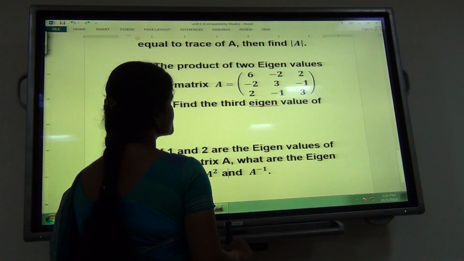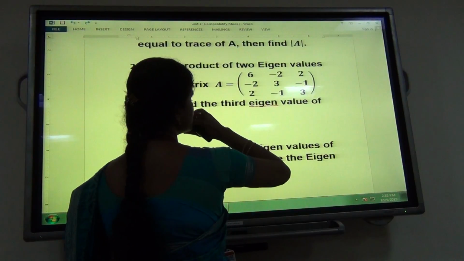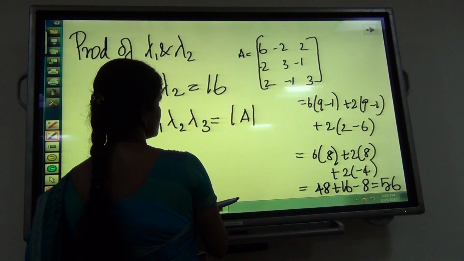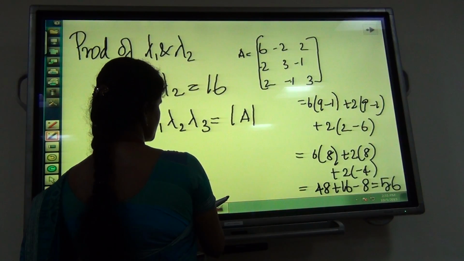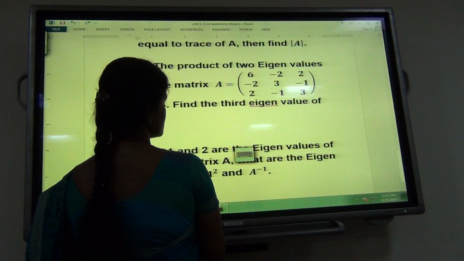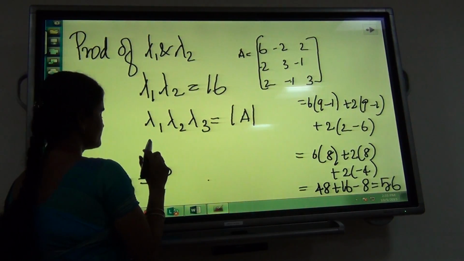So 6 minus 2, let us cross check with the matrix. 6 minus 2, 2 minus 2, 3, 1, 2 minus 1, 3, 2 minus 1, 3, 6 minus 2. Okay.